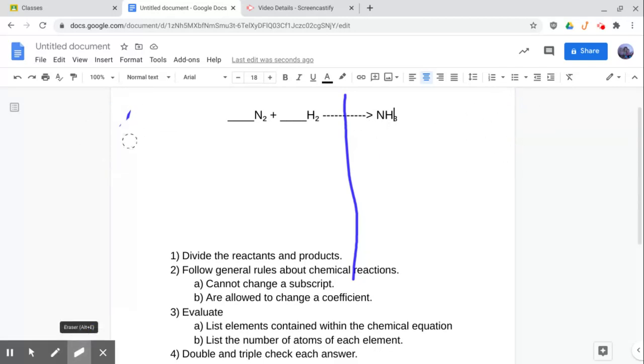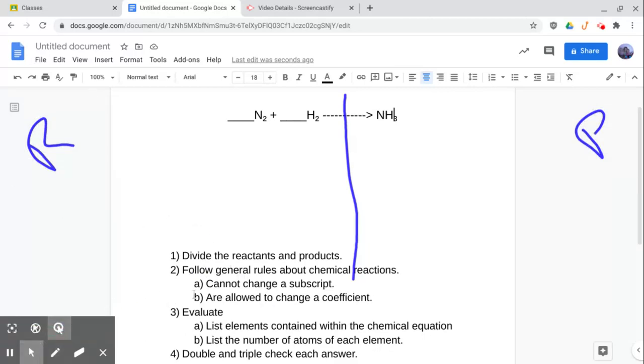Now that we have that determined, clean this up just a little bit, create ourselves some more space, and we are going to follow these general rules that are stated down here. We cannot change a subscript, but we are allowed to change coefficients. So this 3, this 2, and this 2 are locked in place. There's nothing we can do to them.